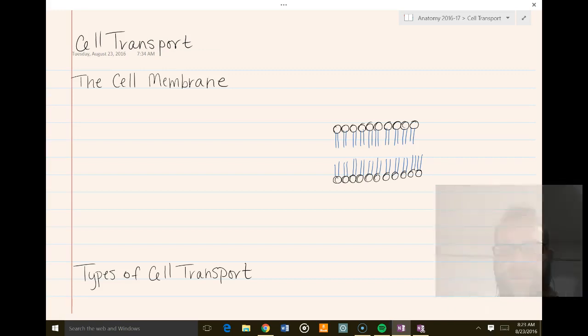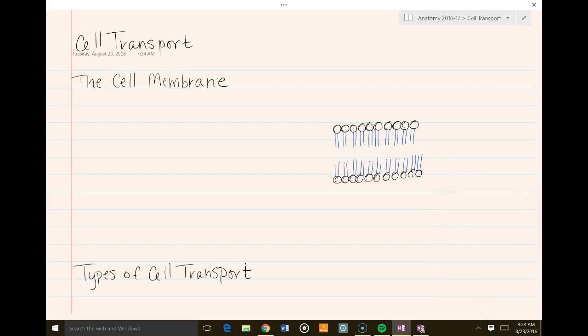Okay, so I'm going to go ahead and get rid of this webcam picture so you can't see me anymore, but now we can address the particular topic of cell transport.